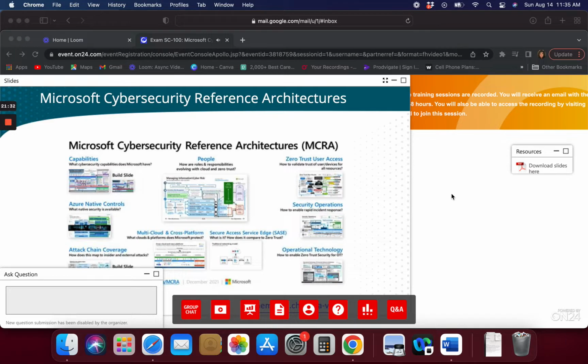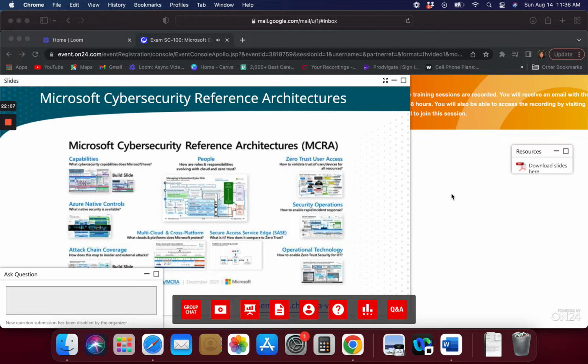Now, I want you to look deeply at the Microsoft Cybersecurity Reference Architectures, known as MCRA. The Microsoft Cybersecurity Reference Architectures describe the Microsoft cybersecurity capabilities. These reference architectures describe how Microsoft security capabilities integrate with Microsoft services and applications, Microsoft cloud platforms such as Azure and Microsoft 365, third-party applications such as ServiceNow or Salesforce, and other cloud platforms like Amazon AWS and Google GCP.